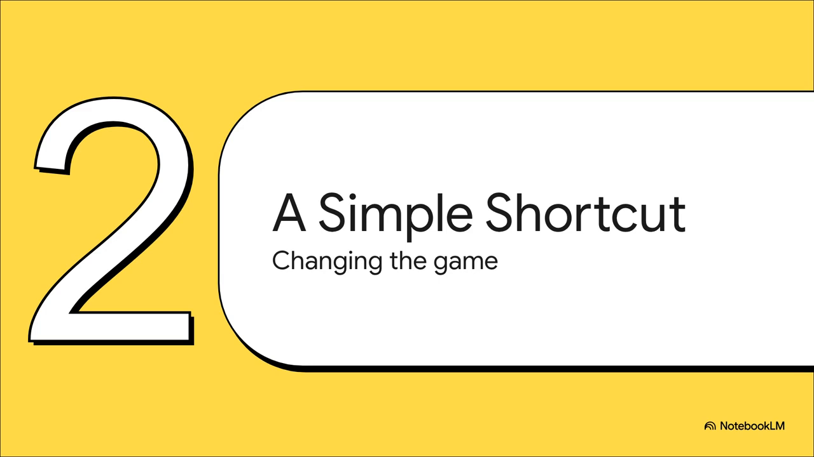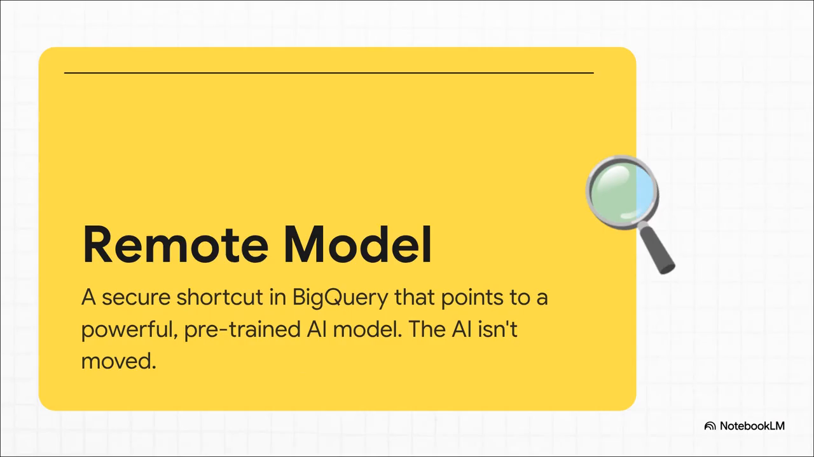And this, right here, is where BigQuery ML completely changes the game. The magic behind all of this is a concept called a remote model. Now, don't get hung up on the term. Just think of it like a secure shortcut, almost like a direct phone line from inside your data warehouse straight to one of Google's powerful, pre-trained AI brains. And here's the absolute key. Nothing moves, not the AI and not your data. You're just creating this secure link.